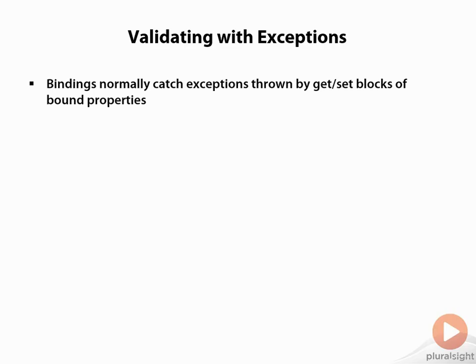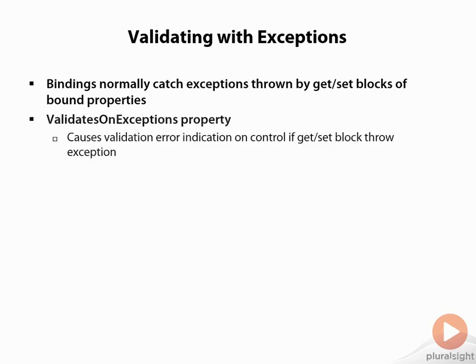But if you're explicitly throwing exceptions to indicate that a value that's being set is invalid, you want to use that for validation purposes. All you have to do is set a property on the binding that says ValidatesOnExceptions equals true. Once you do that, the binding catch block that catches the exception will take the error message of the exception and use that as a validation error.